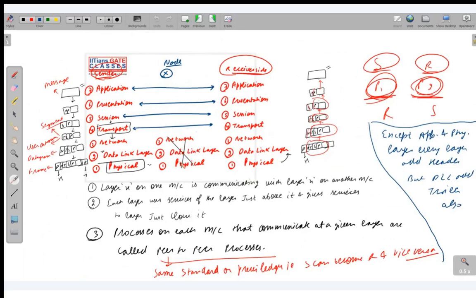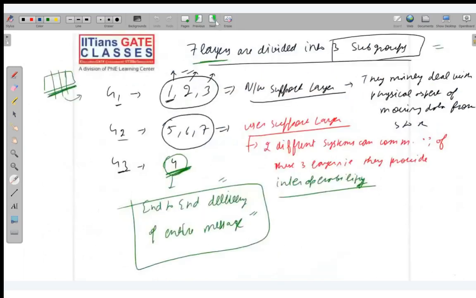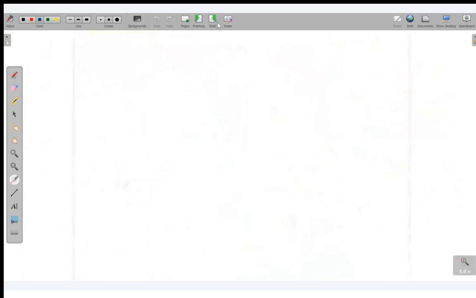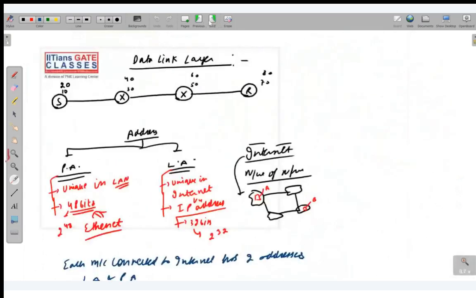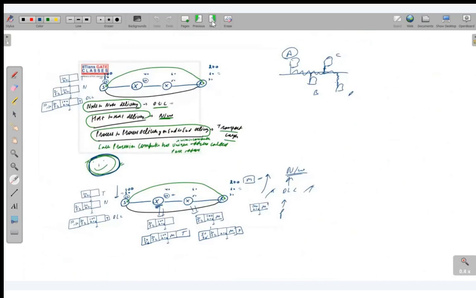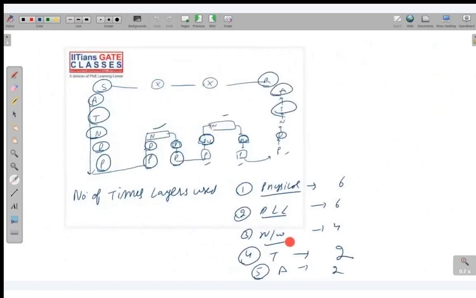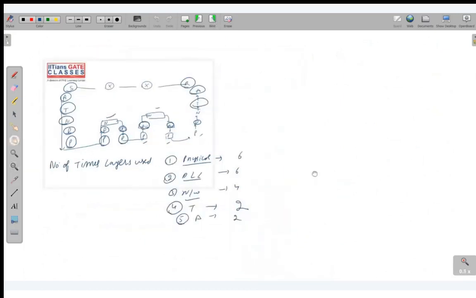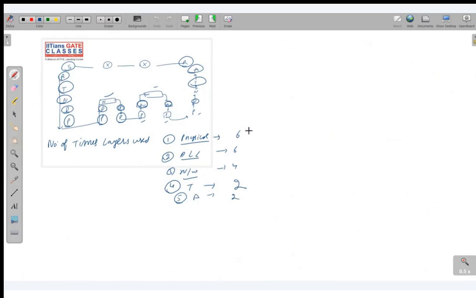So slowly, slowly, I will build the concept. Don't worry. Slowly, slowly, I will build each and everything. After studying this subject, you will get each and everything clearly. Yeah. So these are very beautiful questions which have been asked in GATE again and again. So, the number of times. Can we generalize it? Obviously, we can generalize it. So I will say between sender and receiver and nodes.